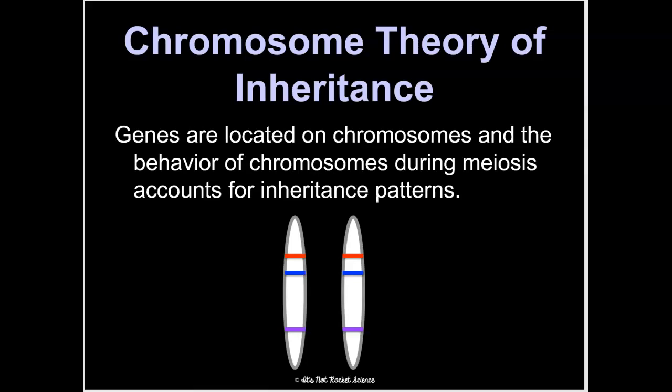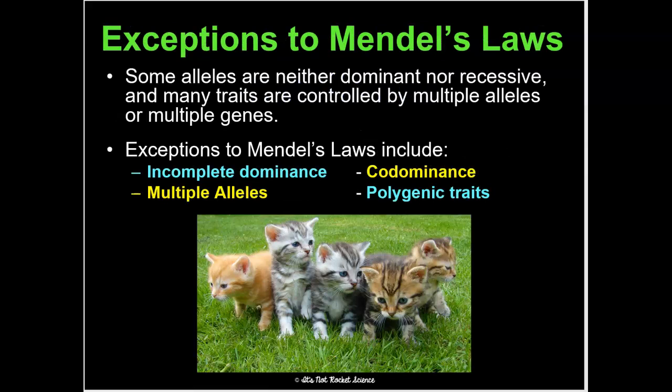All of these things still do follow the chromosome theory of inheritance, though. All genes are located on chromosomes, and the behavior of those chromosomes during meiosis accounts for the inheritance pattern. That is Mendelian genetics and non-Mendelian genetics alike. No matter what type of inheritance, you are following the chromosomal theory of inheritance. Okay, so exceptions to Mendel's laws would include incomplete dominance, codominance, multiple alleles, and polygenic traits. We're going to go through those one at a time.